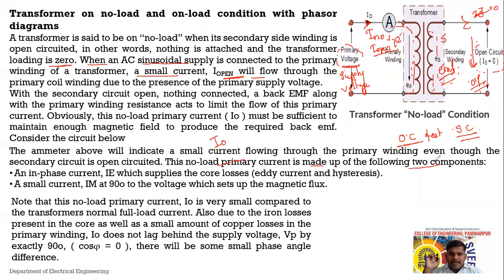So the first component is an in phase current IE, which supplies the core loss, that is iron core loss: eddy current loss and hysteresis loss. Okay. हा जो काय current असेल, it is made up of two components. I will show it in the phasor diagram मध्ये मी ते दाखवतो तुम्हाला. Just 1 minute.